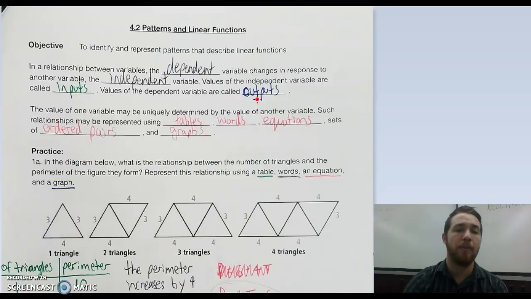The value of one variable may be uniquely determined by the value of another variable. Such relationships can be represented using a few things, such as tables, words, equations, sets of ordered pairs, and graphs. And some questions might be asking you to do more than one of those.